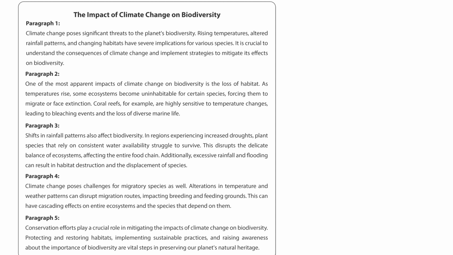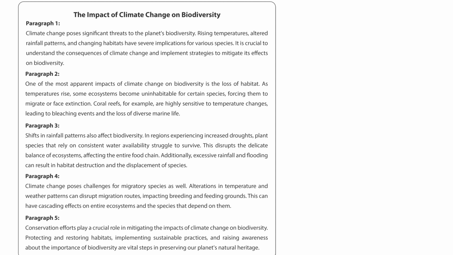Paragraph 2. One of the most apparent impacts of climate change on biodiversity is the loss of habitat. As temperatures rise, some ecosystems become uninhabitable for certain species, forcing them to migrate or face extinction. Coral reefs, for example, are highly sensitive to temperature changes, leading to bleaching events and the loss of diverse marine life.